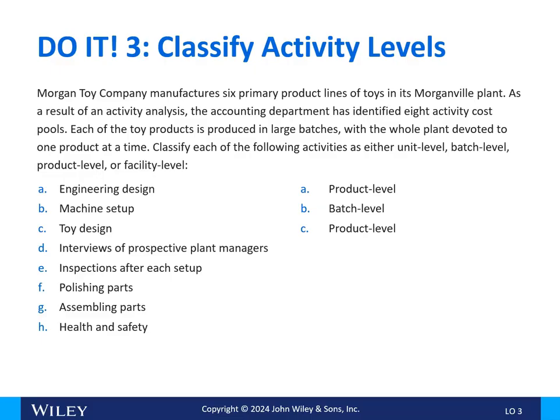Interviews of prospective plant managers, it's facility level. Inspections after each setup, it'd be batch level. So if we're doing the inspections after each setup, we're going to follow the machine setup. It's going to be the same level. Polishing parts is a unit level. Assembling parts is a unit level. And finally, health and safety, and that's facility level.